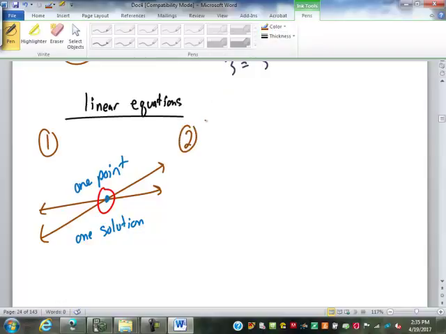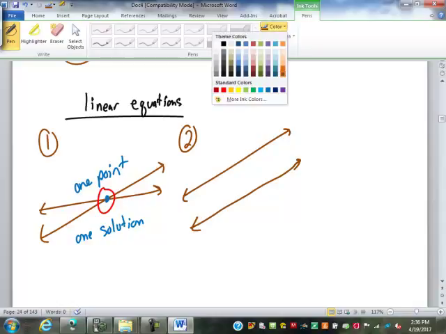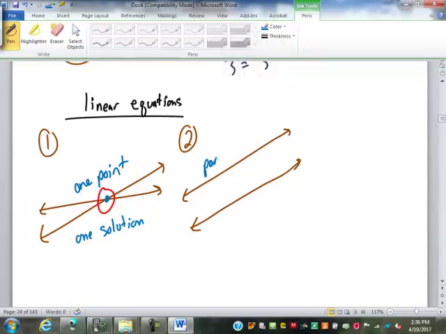Now there's a second possibility. You can have lines that don't cross. They're parallel. In that case, there is no solution.